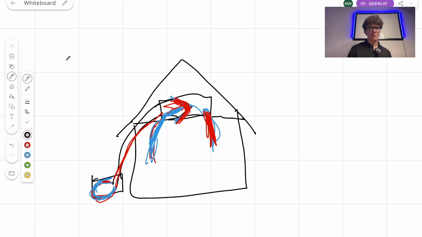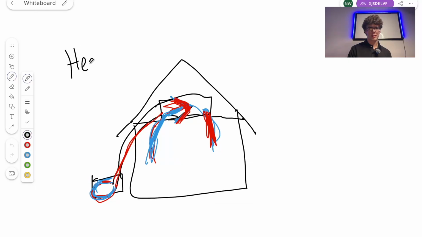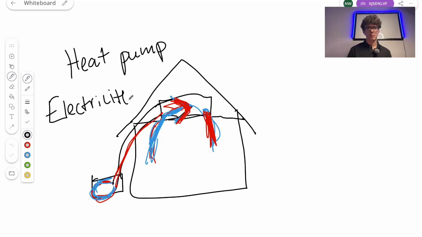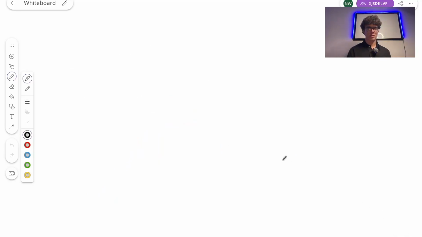So again, we're taking a look at a heat pump. These are electric. This uses electric as its fuel source, electricity. All right, so next we're going to take a look at a boiler, just very briefly.